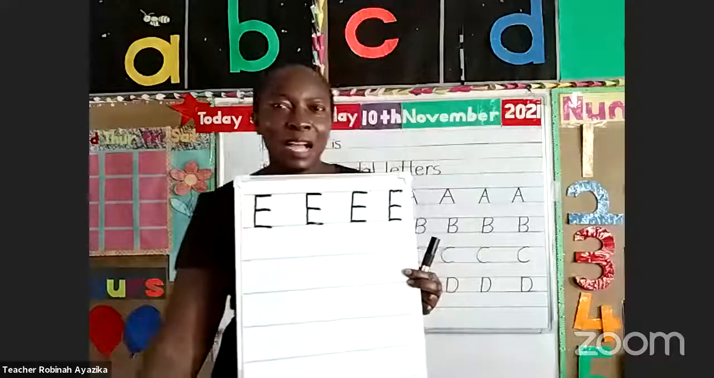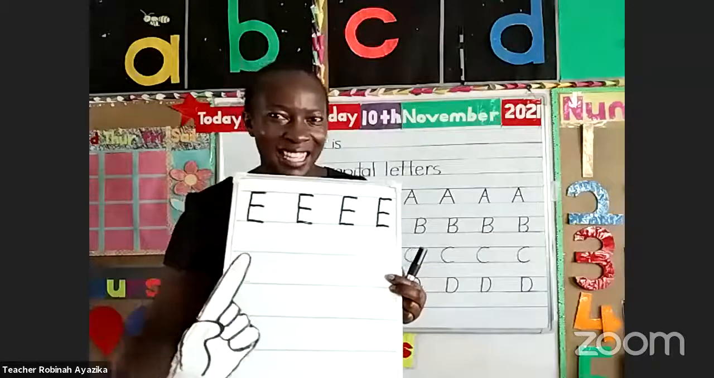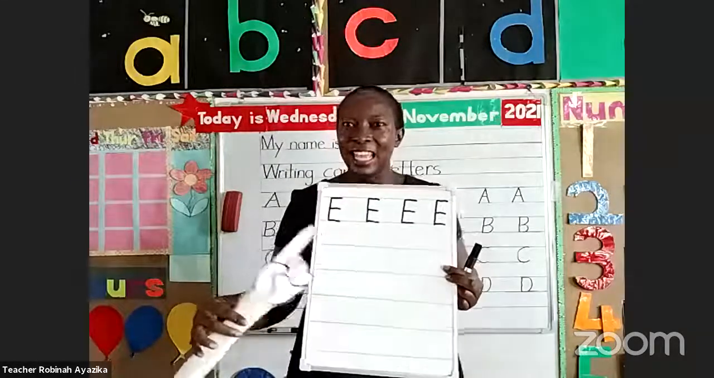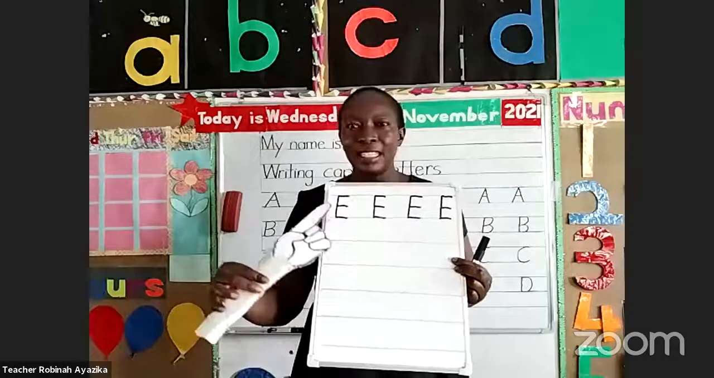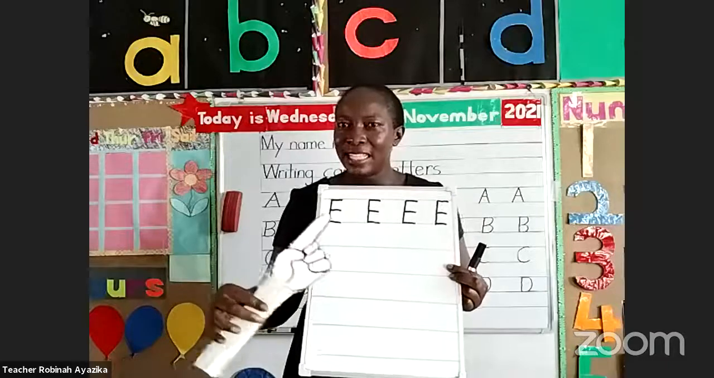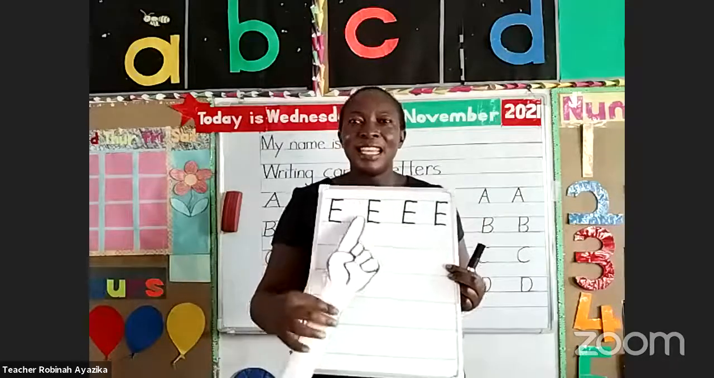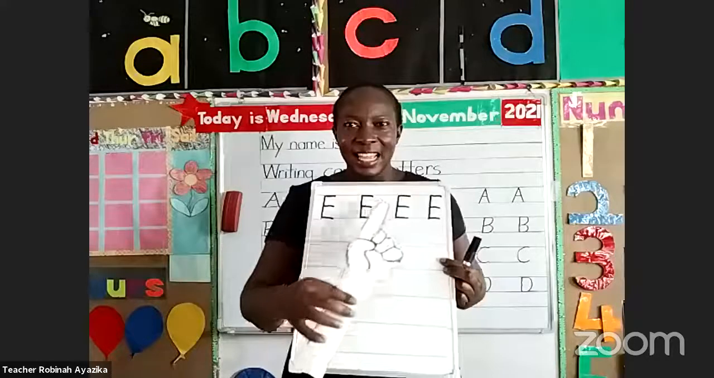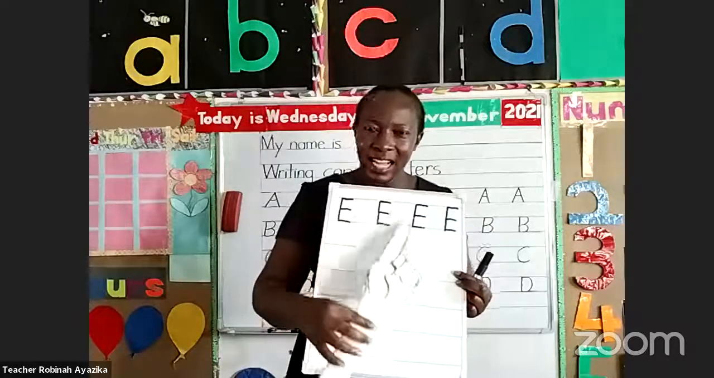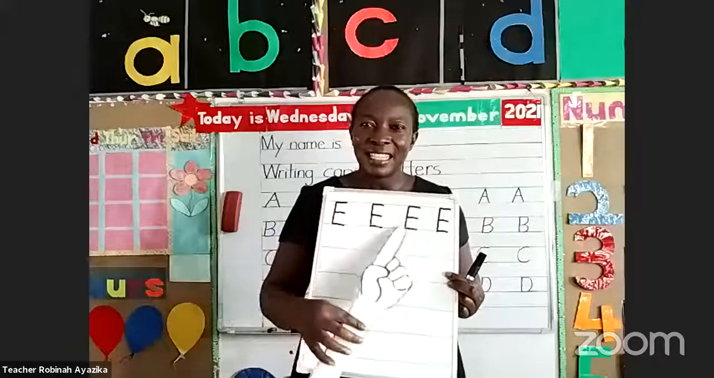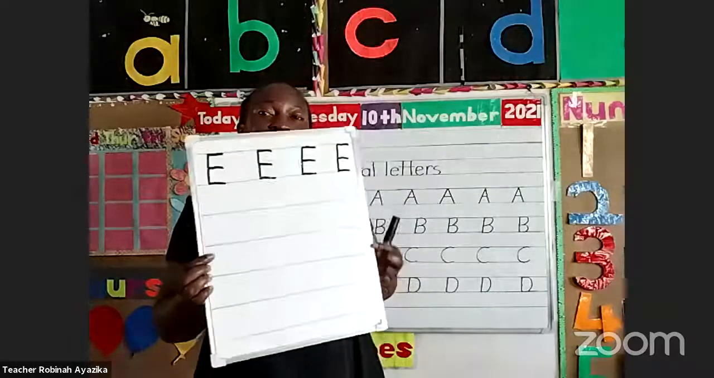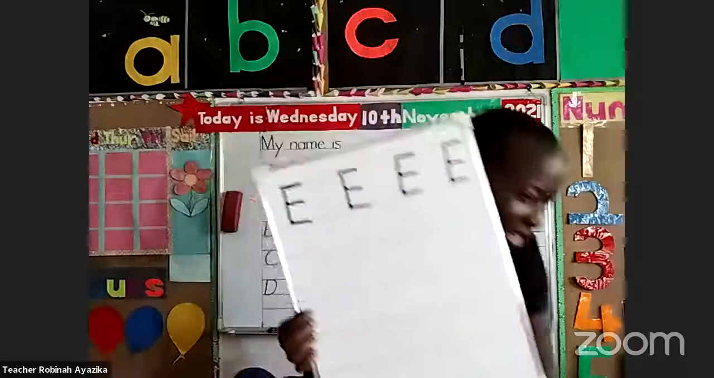So as you write, you can sing. E says A. E says A. Every letter has a sound and E says A. E says A. E says A. Every letter has a sound and E says A. So you can see writing capital letter E is so easy.